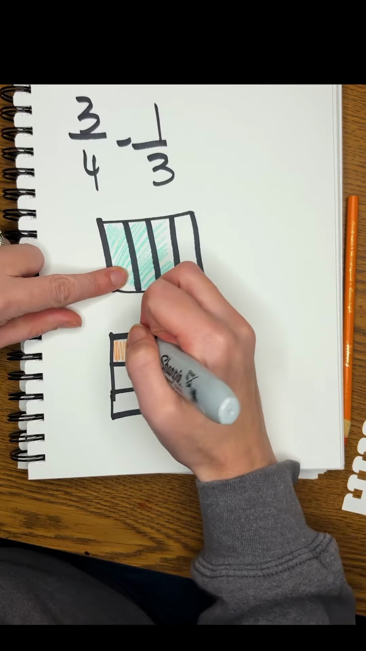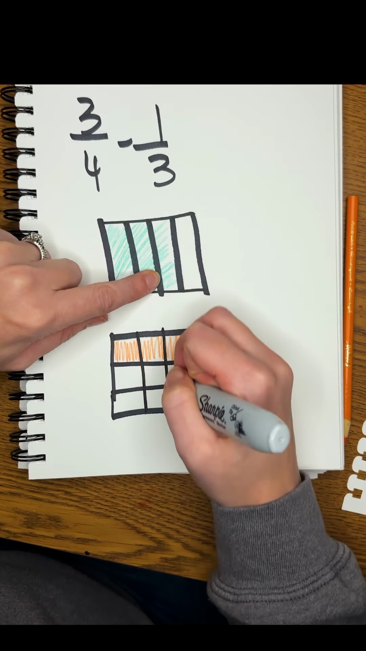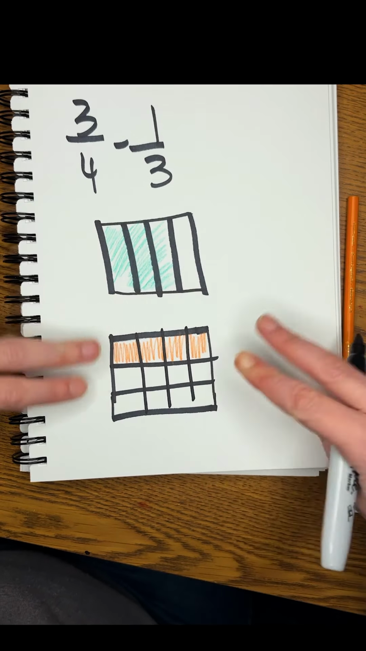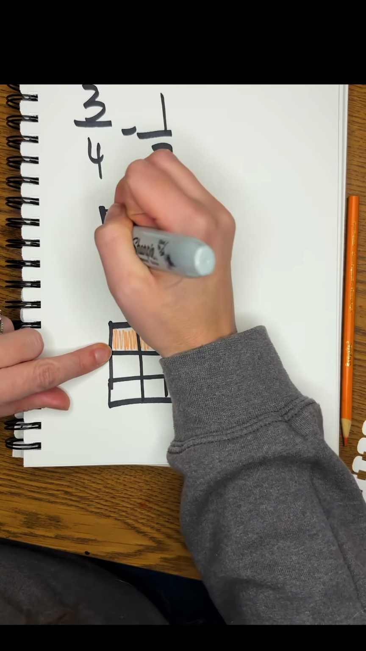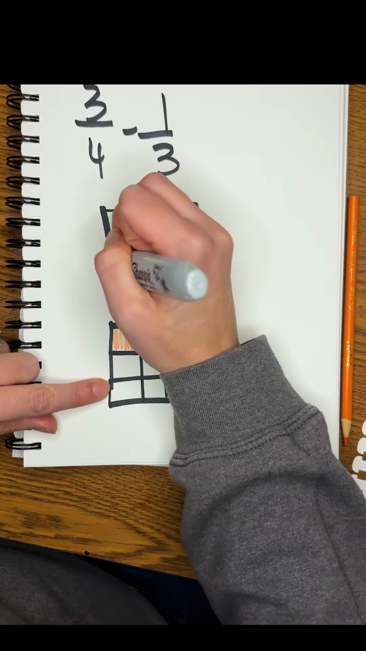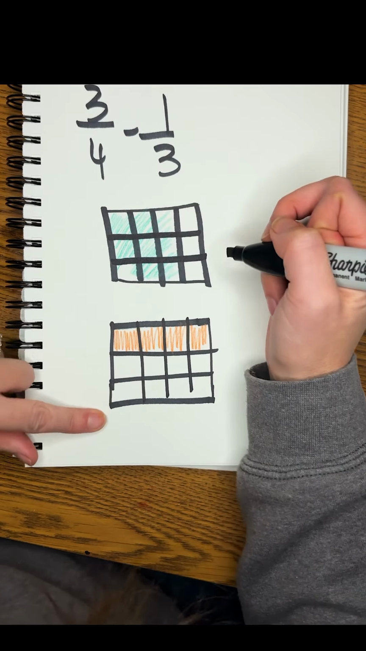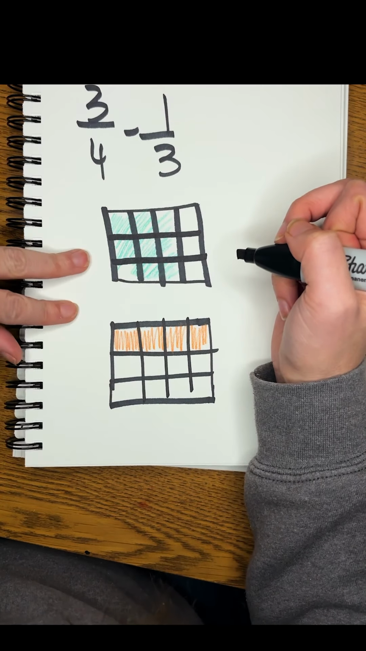So this line, pull it down, this line, pull it down, this line, pull it down. Then we're going to take these 2 horizontal lines and pull them up. So this line, draw it up here, and this line, draw it up here. What this is doing is creating a common denominator visually.